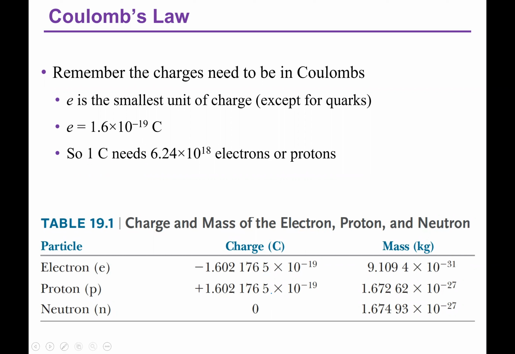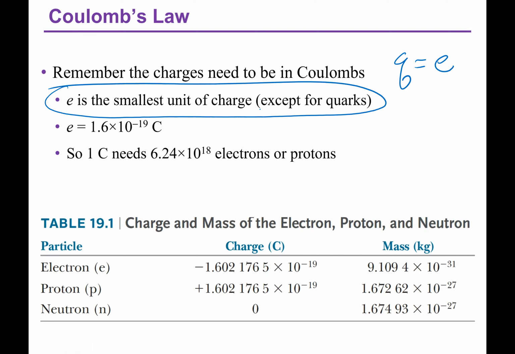The object, when it has a charge, we can represent it with the Q. Q is the charge unit. So let's say Q is for the charge. But if we know that the charge of the particle is, let's say, 1 electron charge, that means we're dealing with just an electron or a proton. That means I can say that Q is equal to E, where E is the smallest unit of charge. By the way, here it says except for quarks.